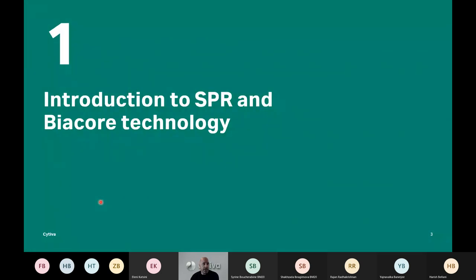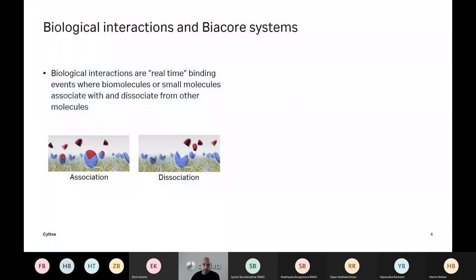Let's start with the introduction to the technology itself. So we know that biological interactions are real-time binding events, okay? Where biomolecules or even small molecules associate with and dissociate from other molecules. So we know that in the body, in nature, molecules are interacting with each other every time. And very rarely they are in equilibrium. So molecules interact with one molecule and then they move to interact with another molecule and then they drive all the biological processes, so to say.